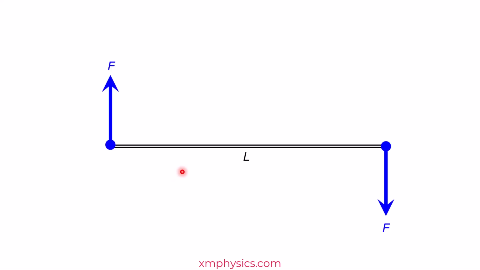So the magnitude of the couple you can calculate by just summing up the moments contributed by each of the force. If you take moments about the center of the rod, then this force will contribute a clockwise moment of F times half L. This force is also contributing a clockwise moment, also F times half L. So in total is F times L.